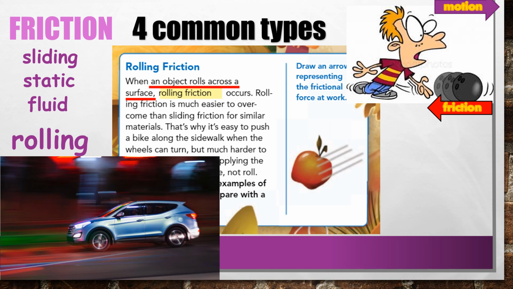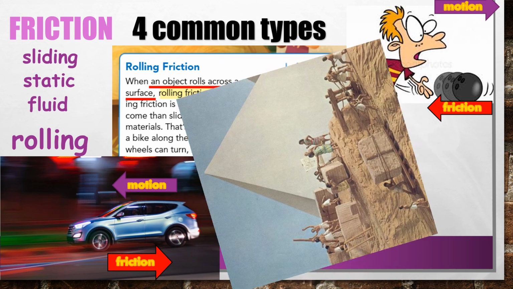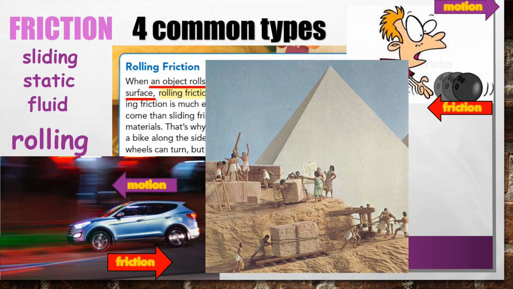Vehicles are the exact same way. Doesn't matter if it's a car, truck, or a bicycle. As those tires are going along the road, the motion is propelling the vehicle forward, but the road is providing friction to keep you from rolling freely.